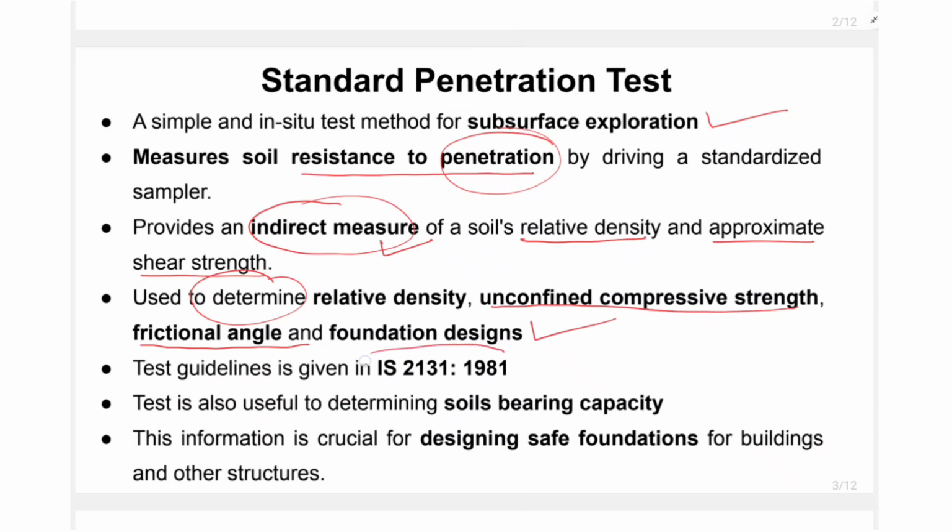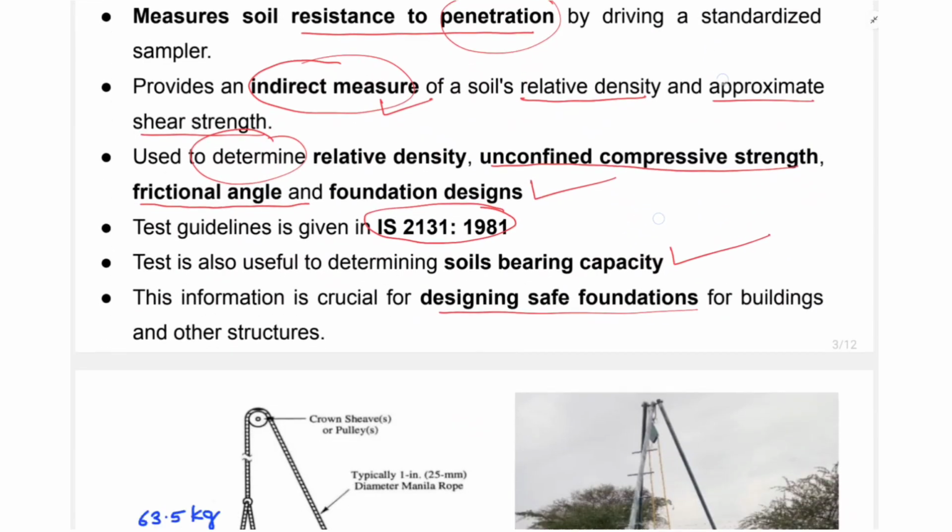The standard guideline for the standard penetration test is given in IS 2131 1981. It is also useful to determine the bearing capacity of the soil, and the information from this standard penetration test is useful for designing safe foundations for buildings and other structures. So this is the overall introduction of the standard penetration test.